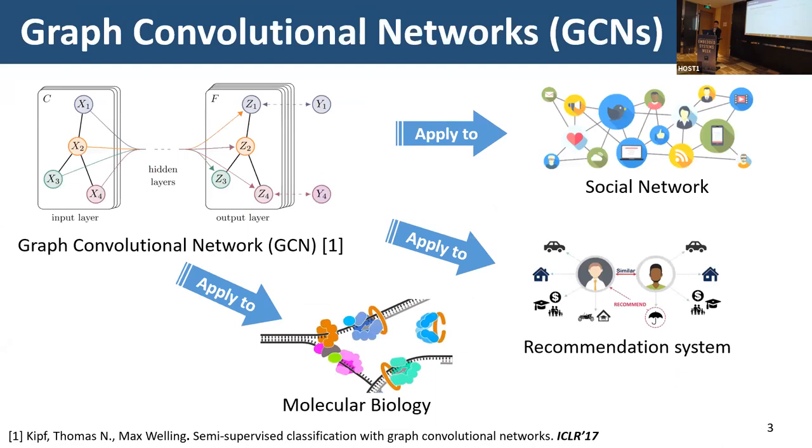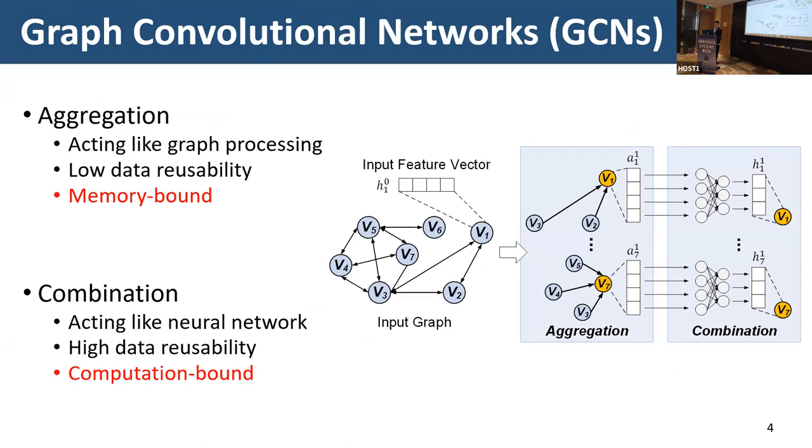Graph convolutional networks have become a powerful deep learning approach for graph structured data. GCNs are widely applied to social networks, recommendation systems, and molecular biology. GCNs mainly consist of two phases, aggregation and combination. The aggregation phase is similar to graph processing, which aggregates all its neighboring features. It is always memory bound due to the irregular input graph.